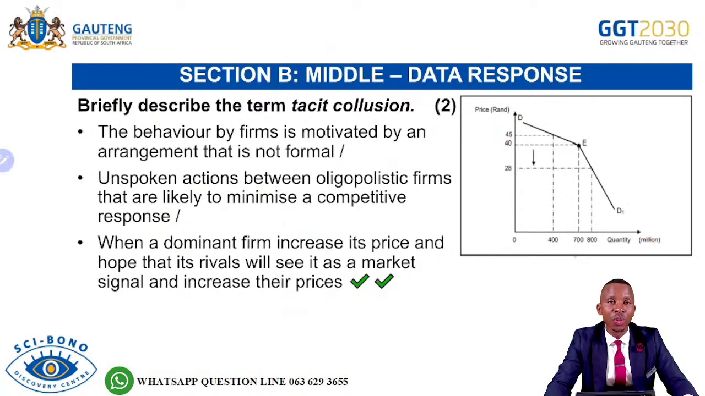So tacit collusion is also known as implicit collusion or hidden collusion. That's when the firms do not sit down and discuss or make an agreement. That is under the price leadership process, where the price leader or the dominant firm decides on the price and other firms simply copy the strategy without any formal agreement.